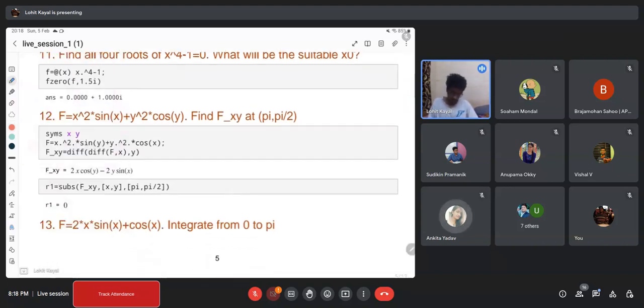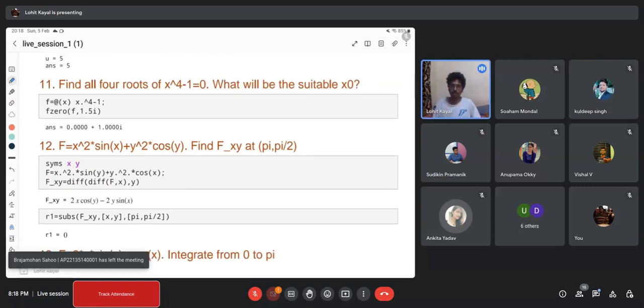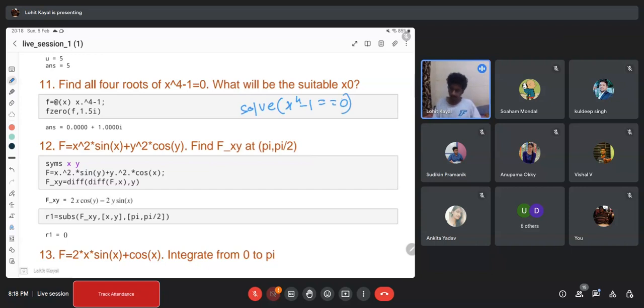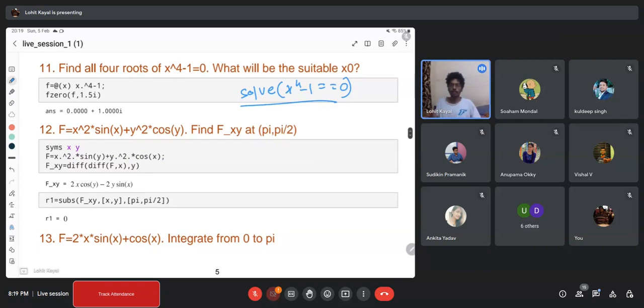Now let's go to question 11. This is the new thing. This actually works like the same thing as solve. Previously I used solve x to the power 4 minus 1 equal to 0. Now this is a bit interesting. Here I am doing the numerical thing.